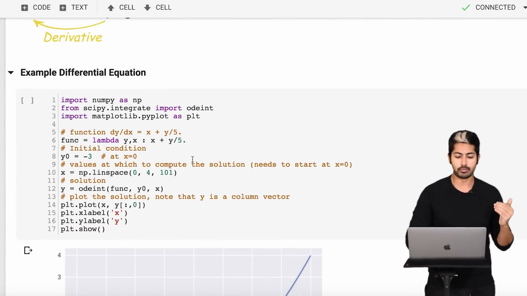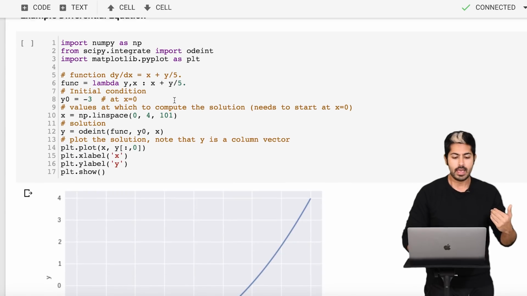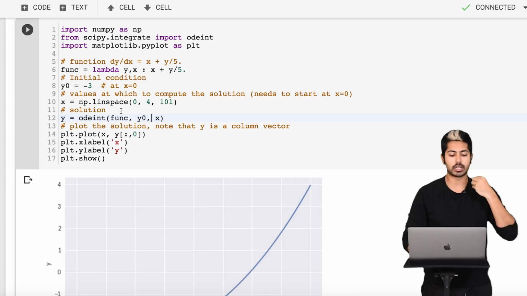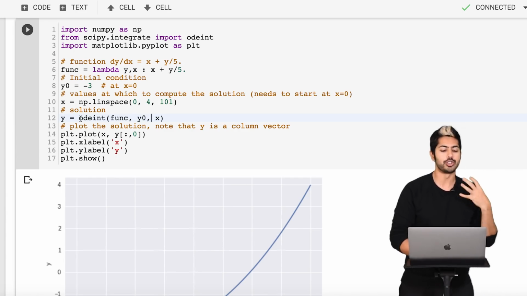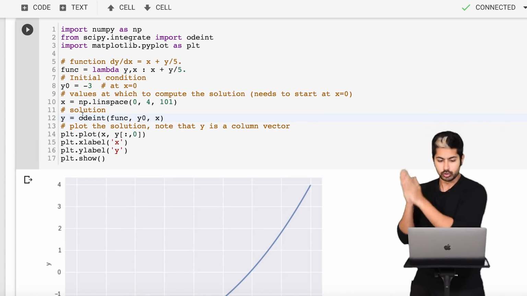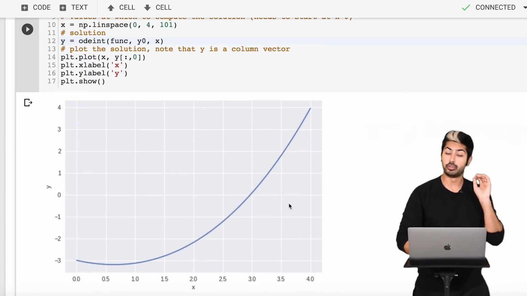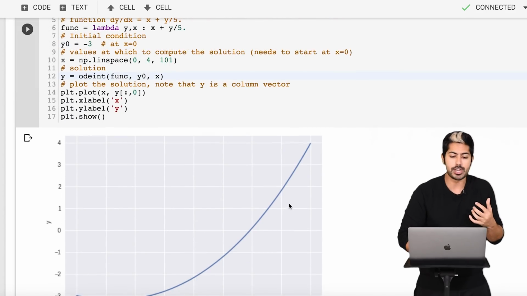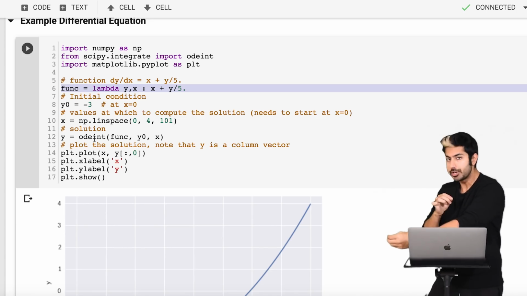So here's an example of a differential equation, right? We have some derivative right here: dy/dx equals x plus y over 5. So what we do is take that derivative and compute the original function using this ordinary differential equation solver, and that will give us our solution. So this resulting graph, let me just compile that. This resulting graph is our original function. All we knew was a differential equation right here, and using an ordinary differential equation solver, we were able to find that original function.